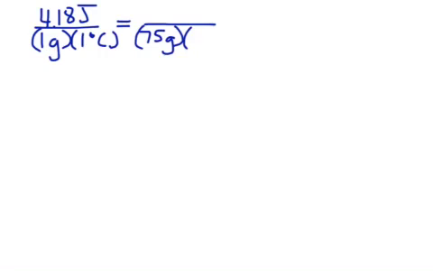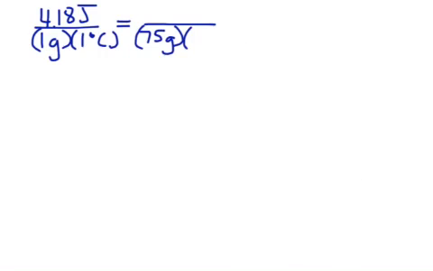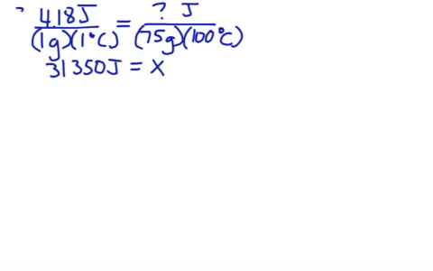And in that third region of the graph here, we're going from 0 degrees Celsius up to 100 degrees Celsius. That's a change of 100 degrees. So the temperature is not just going up 1 degree, it's going up 100 degrees. And we want to know how much energy that's going to take. Cross multiply 4.18 times 75 times 100. And I got that x is equal to 31,350 joules. So that was step 3.